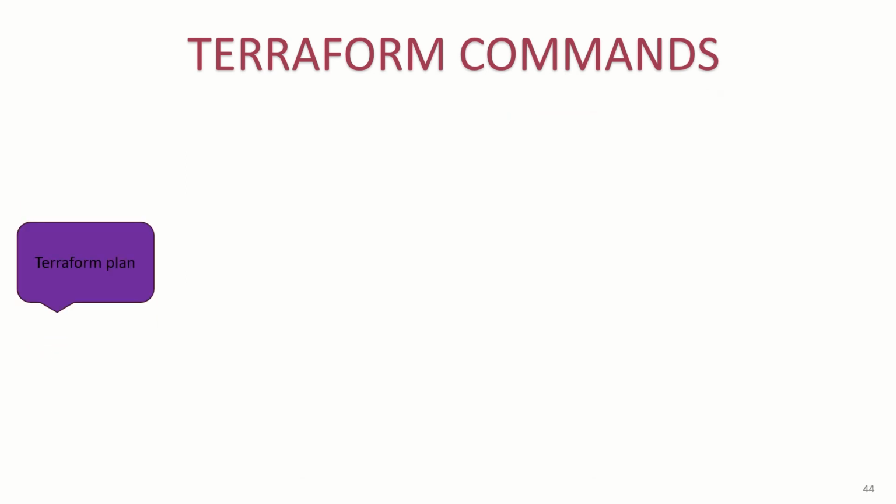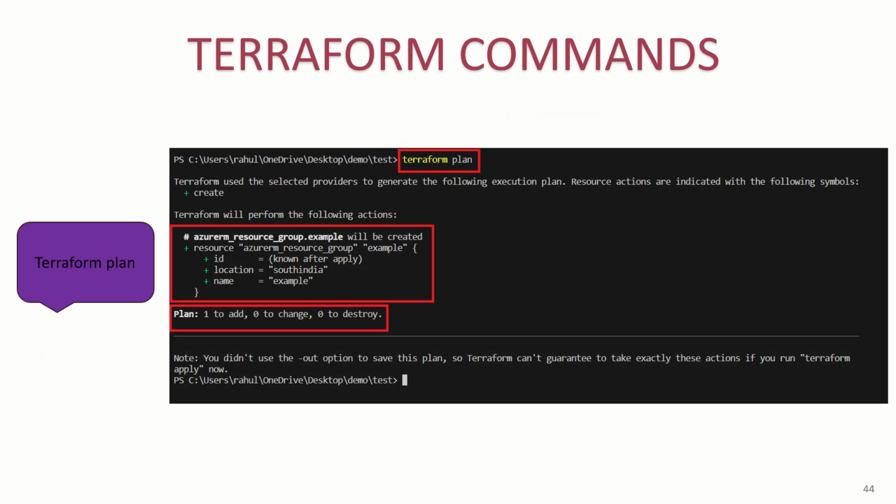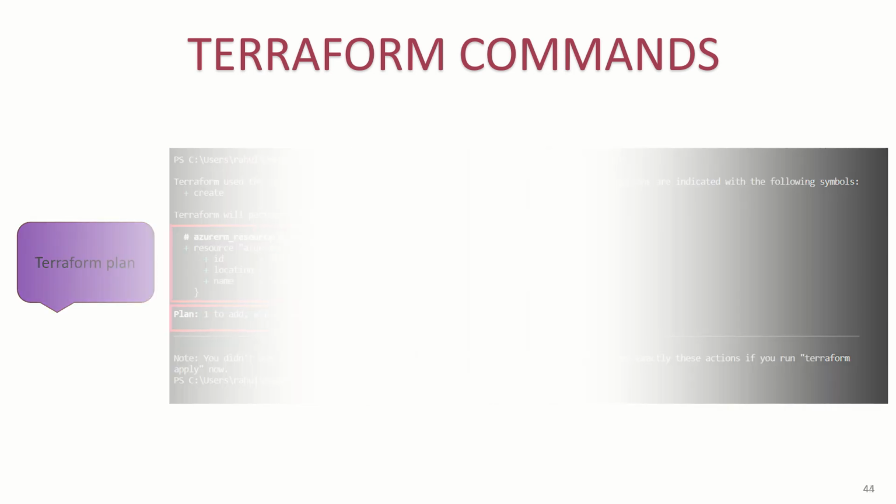Okay, so our next command is the terraform plan command. Once we run the terraform plan command, it will just show us that it is going to provision this particular resource group, and it is saying 1 to add, 0 to change, 0 to destroy. This is a plan, which is a dry run, which is actually not implemented on the cloud, just to show us what it is going to create.